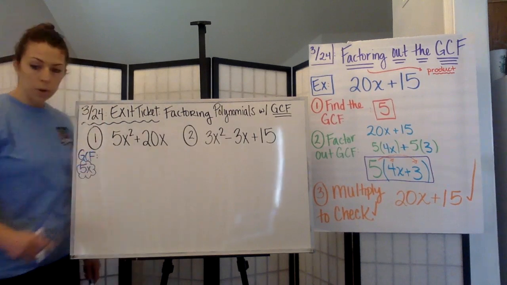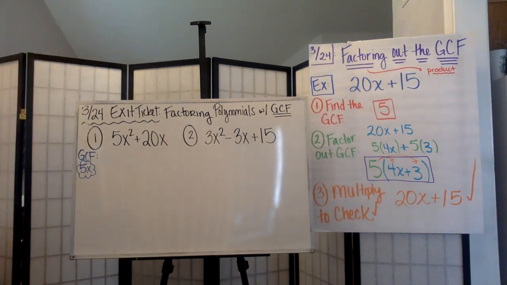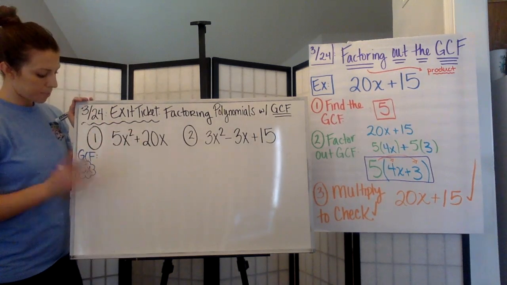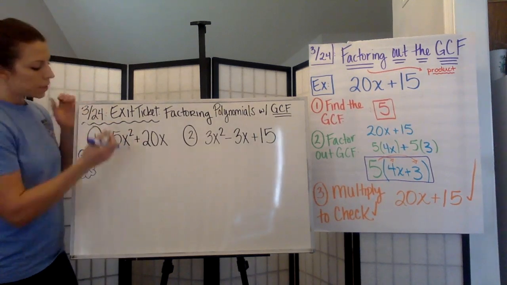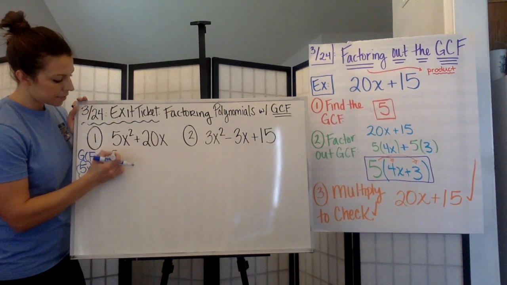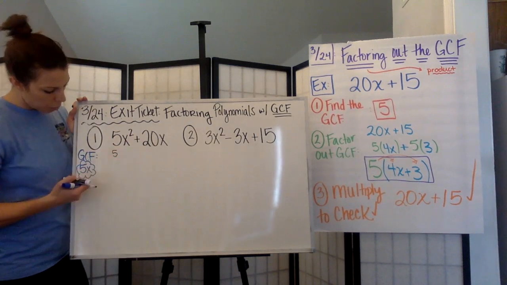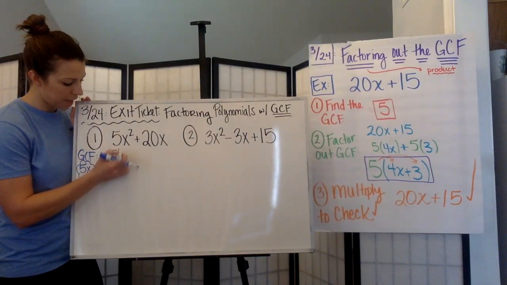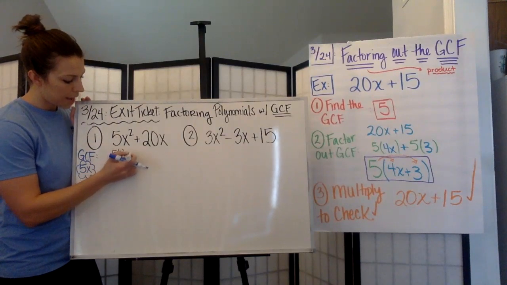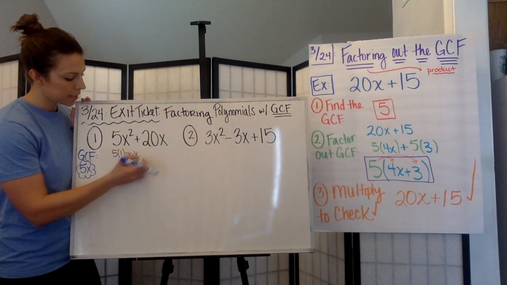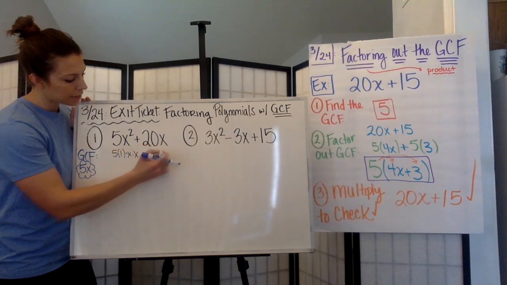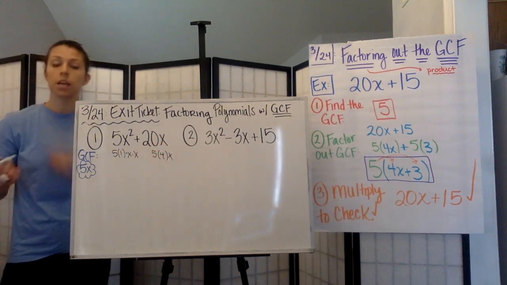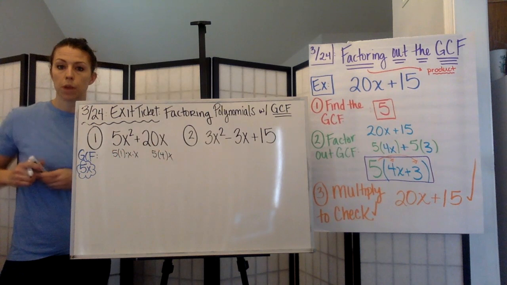Step 2, we're going to factor out the GCF. Now I'm going to use 2 different colors here to help keep my ideas organized. So if I look at this term, this is 5. Now when I factor 5 out of 5, what am I left with? That's actually 5 times 1 times x times x. And then this is 5 times 4 times x. So if I factor out 5x from both terms, what am I going to be left with?